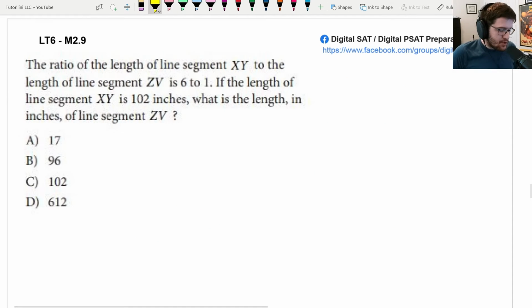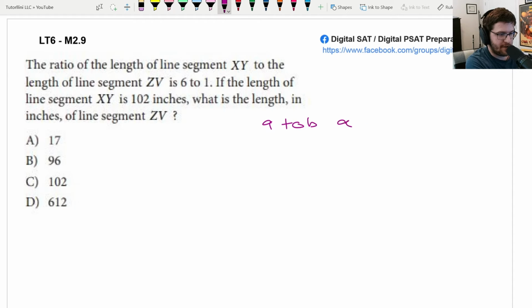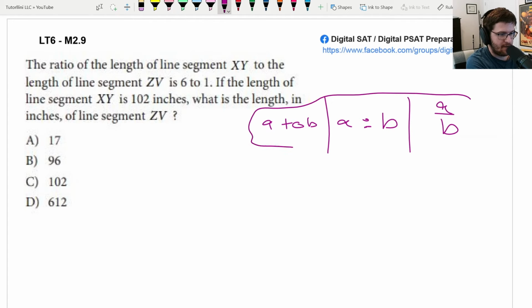Okay, this is Module 2, question number 9. Whenever you see ratios, guys, I go over this in my videos all the time. A to B, A colon B, and A over B are all equivalent. Almost always on the SAT, we're most comfortable with fractions, right, guys? So almost always on the SAT, you can get away with just making a fraction. So that's what we're going to do.